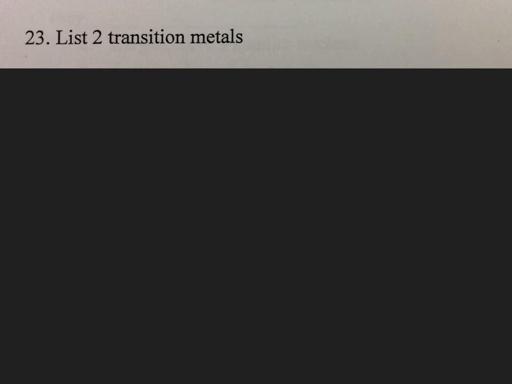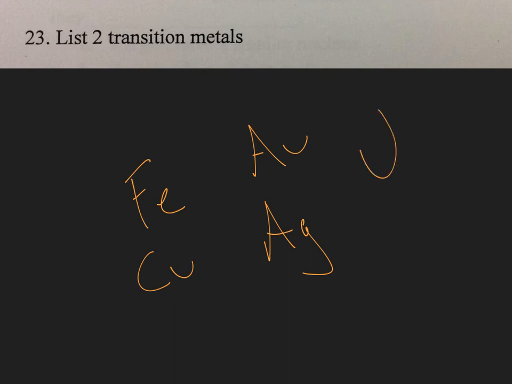Two transition metals. Transition metals are any of the elements from the middle part of the periodic table or down in the bottom two rows. So you could pick from a large number of elements here, but let's say iron, copper, gold, silver, uranium, chromium. Pick any two elements from the middle chunk of the periodic table or the bottom two rows. Those are called transition metals.